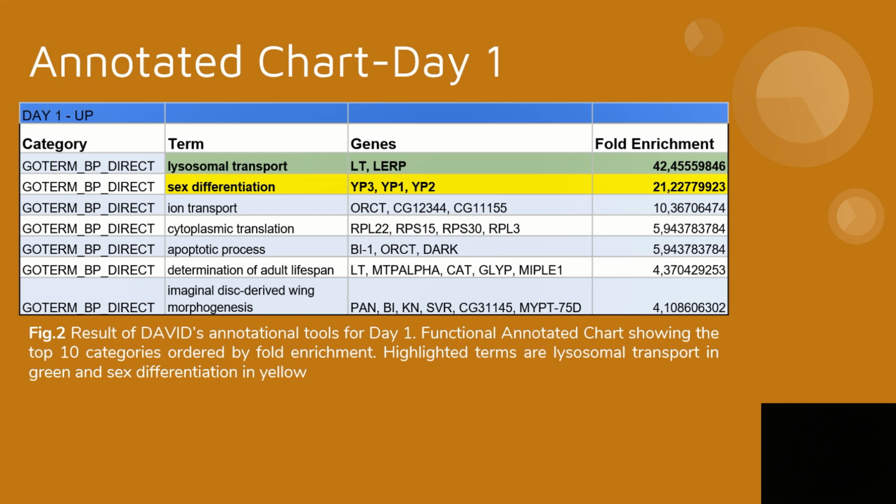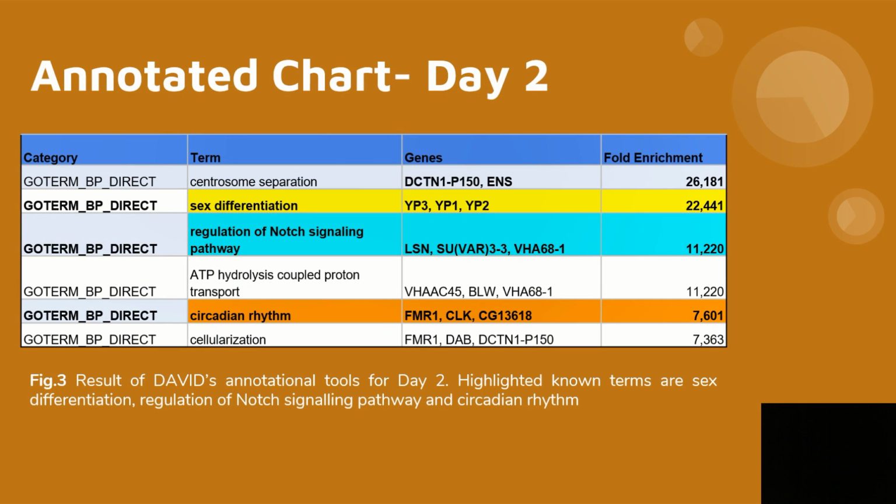Moving on to the second term, it's known that alcohol responses are dimorphic, meaning they affect females and males differently. It was shown recently in Drosophila that sex determination genes are critical for alcohol-induced aggression. For day 2, we see sex differentiation is still being overexpressed with nearly the same fold enrichment of 22.